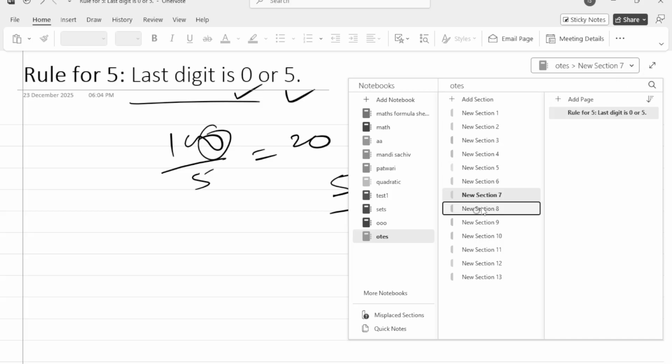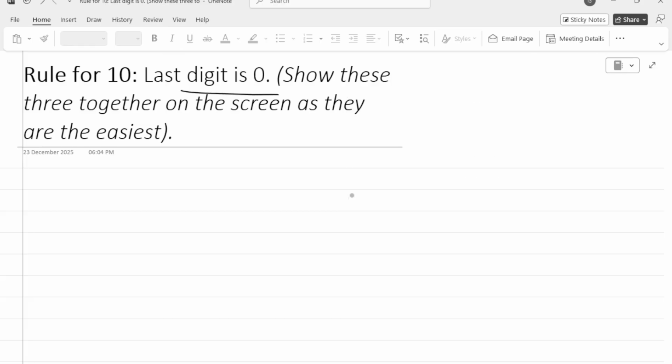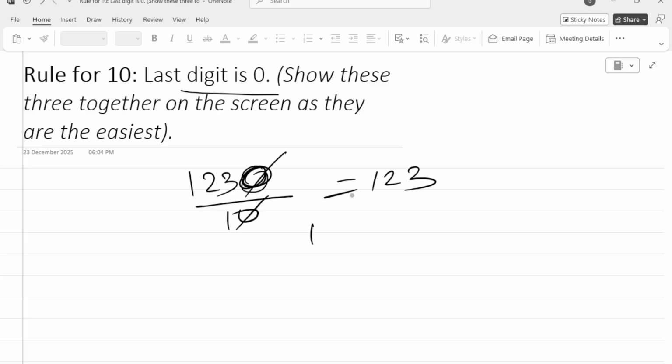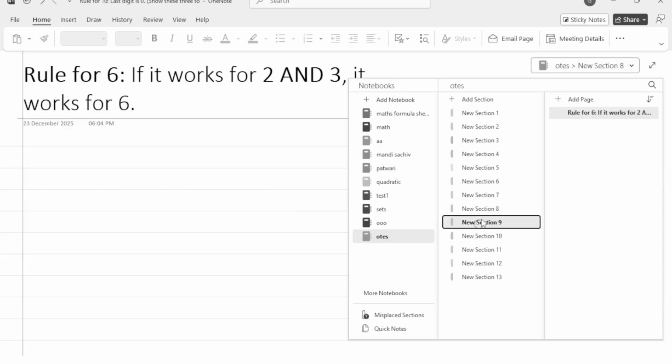Now move to the next rule. If the last digit of any number is 0, it is also divisible by 10. For example, I took the number 120. You can take any number. If the last digit is 0, then it is completely divisible by 10. Here is the divisibility rule for 10. Now move to the next.